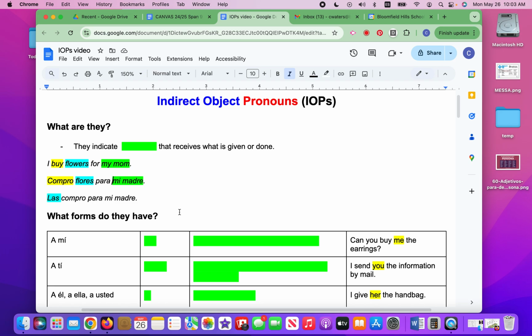objeto indirecto. And then going back to the definition, what is an indirect object? Okay, they indicate the person that receives what is given or done.